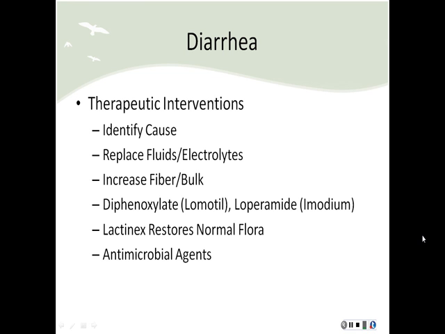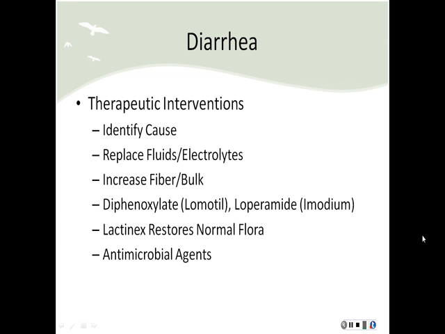Really identifying the cause is important and may be accomplished through stool studies, but the first priority is to replace fluids and electrolytes. An elimination diet may be used to try to isolate foods that may be causing the problem. The patients are also instructed to increase bulk in their diet. They may also use antidiarrheals like Lomotil or Imodium.